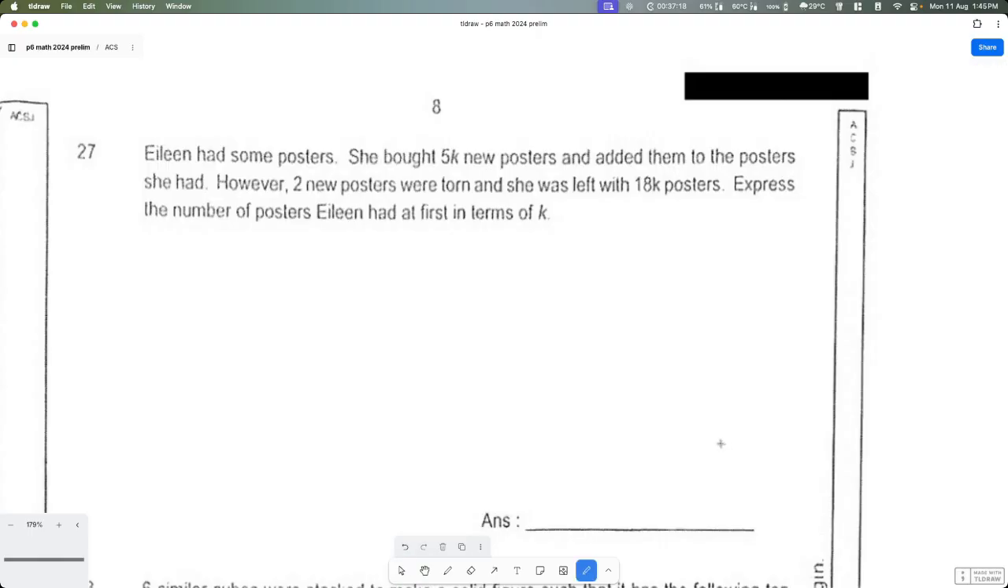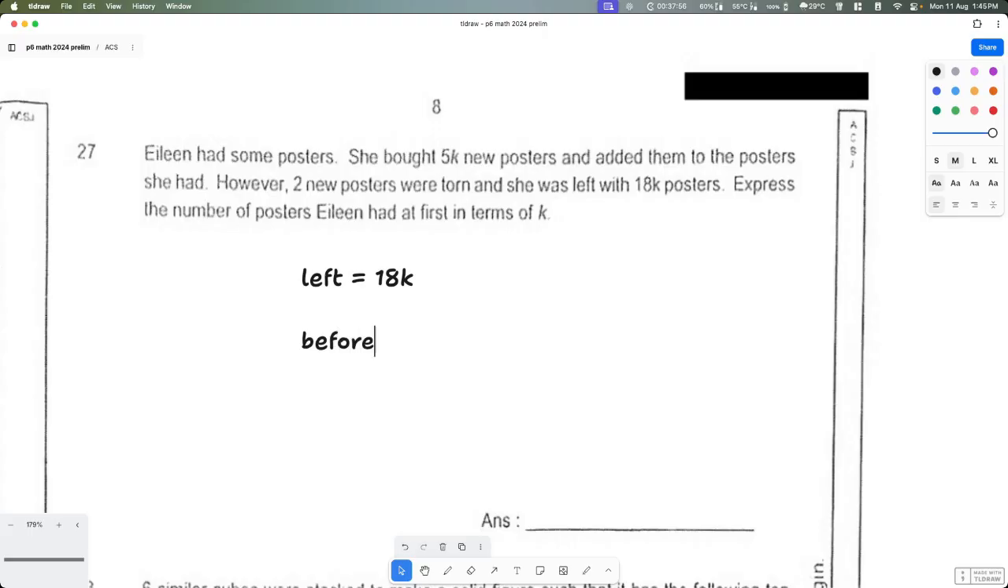Question 27. So Eileen had some posters. She bought 5k new posters and added them to the posters she had. However, 2 new posters were torn and she was left with 18k posters. Express the number of posters Eileen had at first. So she was left with 18k posters, right?